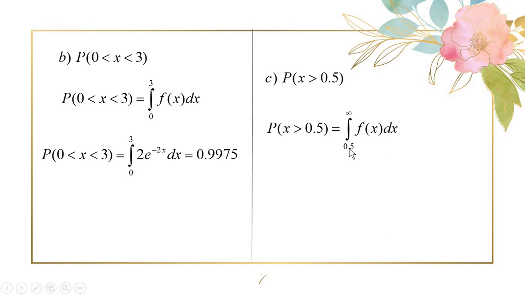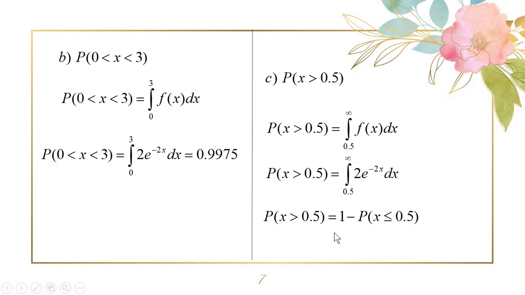The third question is, we had to find the probability from 0.5. So integrate the function from 0.5 to infinity. You know that it is impossible for us to use calculator. So what we can do is we can use the idea that probability of x greater than 0.5 is same as 1 minus probability of x less than or equal to 0.5.